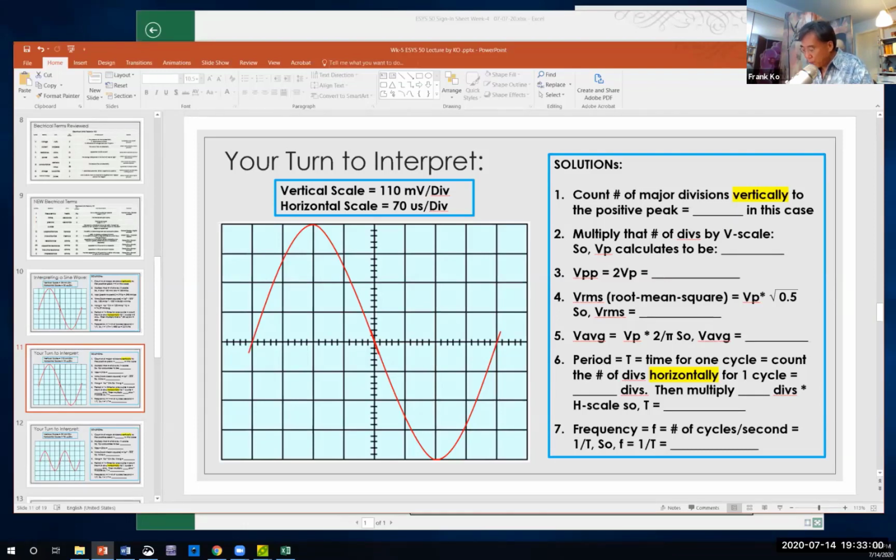Jess, could you do number 5 for us, please? So number 5 would be our volts peak, which is 440 millivolts times 2. Yes. And then you'll divide it by pi. Yes. So that's 280.11 millivolts average. Excellent.